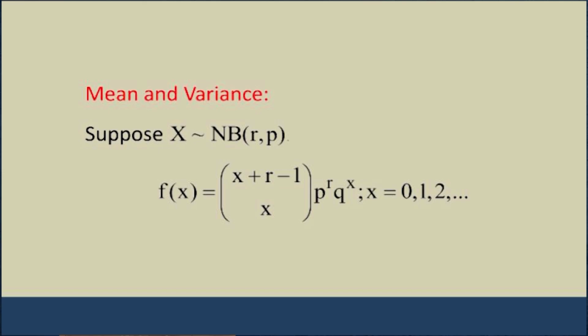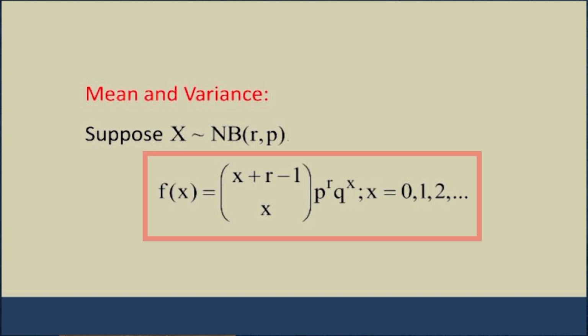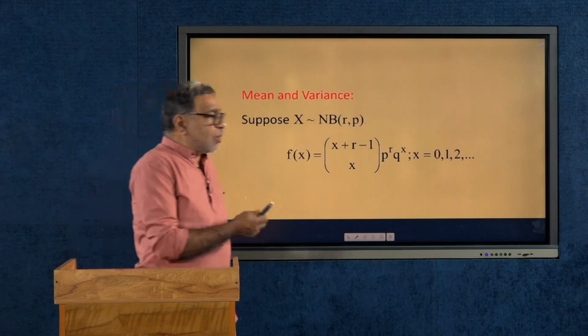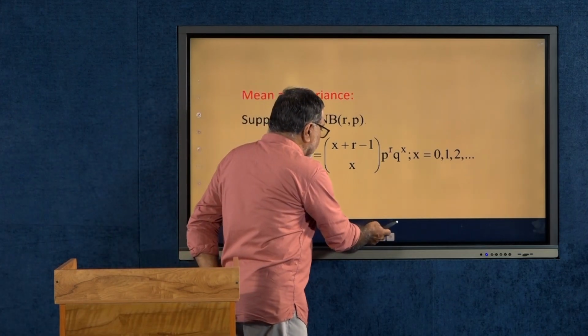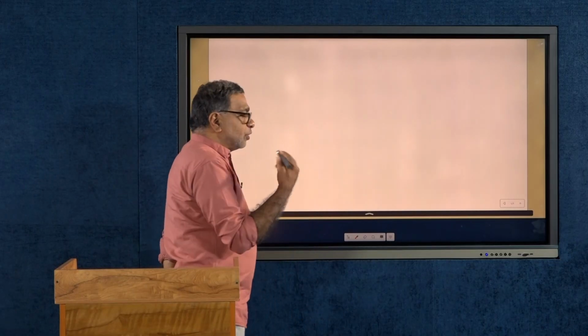Suppose X is a negative binomial random variable with a parameter r. r is the number of successes, and p is the probability of getting success. And we have the probability mass function f of x that can be described in this form: x plus r minus 1 c x p power r q power x, where x is equal to 0, 1, 2, 3, etc., and p plus q is equal to 1. So, how do you find the mean and variance of this random variable or negative binomial distribution?